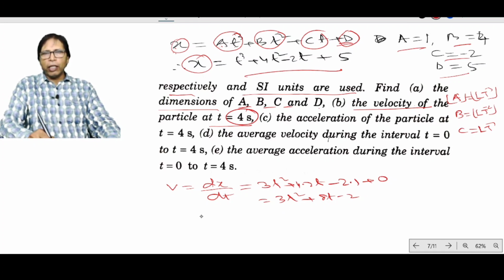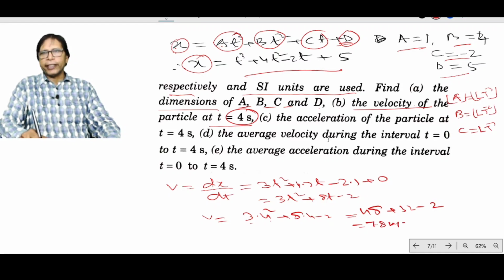So look at this, the velocity after 4 seconds is 3 into 4 square plus 8 into 4 minus 2. So look at this, 3 into 4 square is 48, plus 32 minus 2. So look at this, 30 plus 48. So this is 78 meter per second, the velocity of the particle.